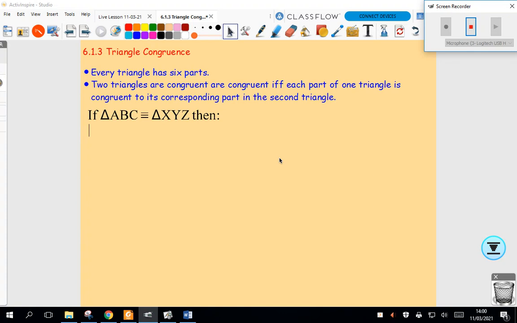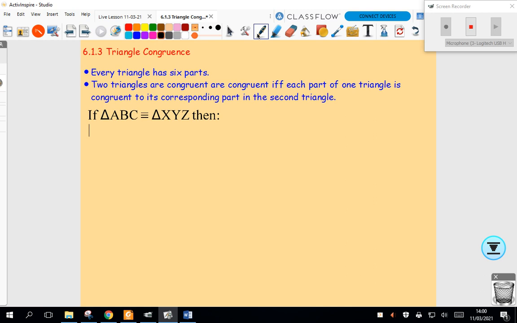Okay, so in this class I want to talk a little bit about triangle congruence. Congruence just means things being identical. So two triangles are said to be congruent if they're identical in every way. Remember, every triangle has 6 parts. It has 3 sides and 3 angles. They're called the 6 parts of the triangle.